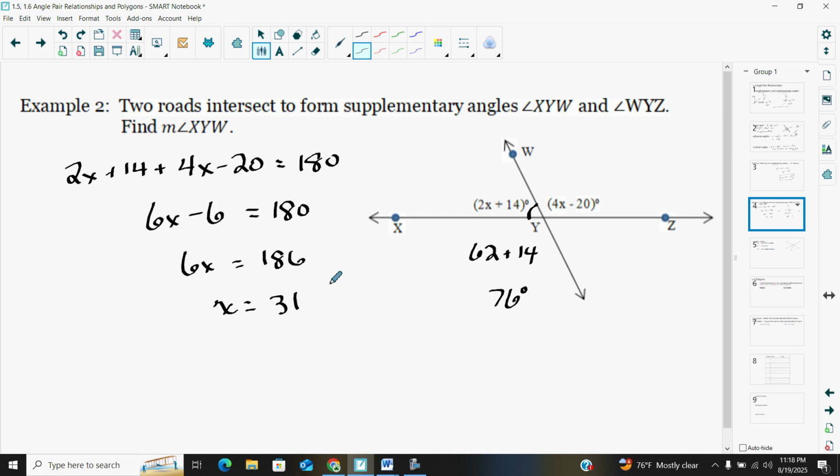And we can check that. If I plug 31 in over here, I get 124 minus 20, which is 104. And notice they do add up to 180, which is good. That's what we're looking for. 76 degrees, angle XYW.